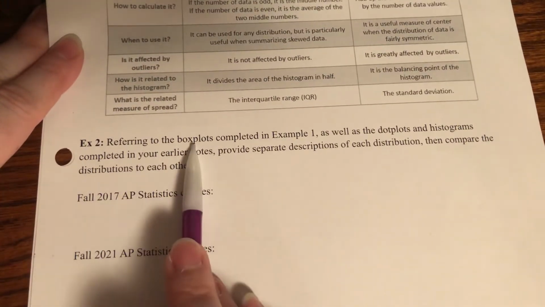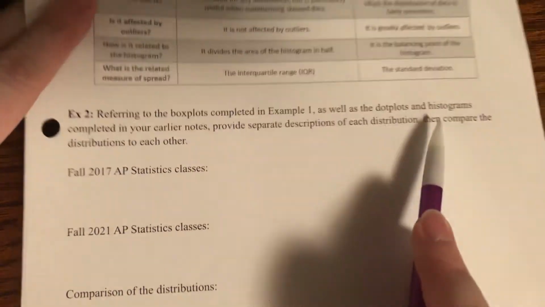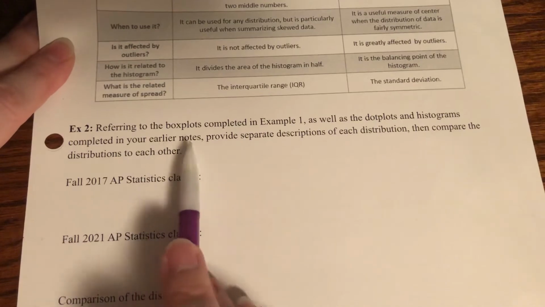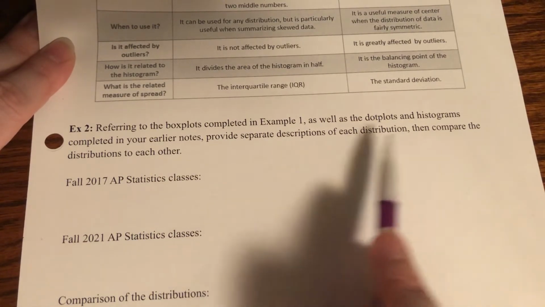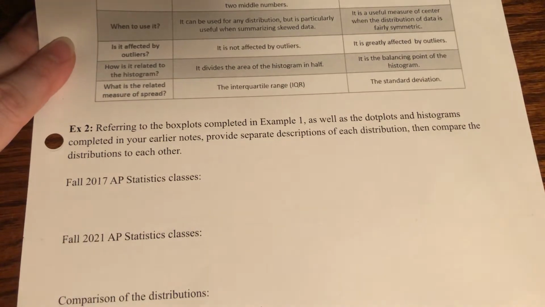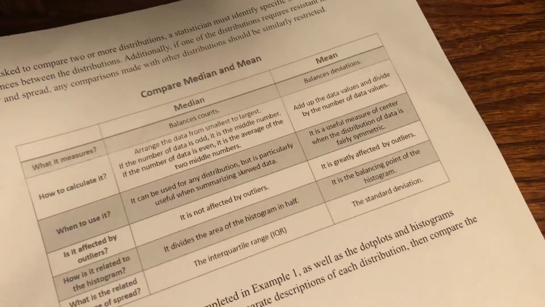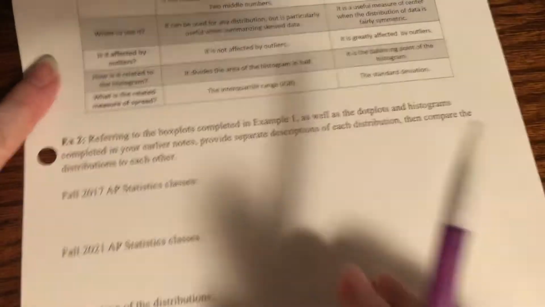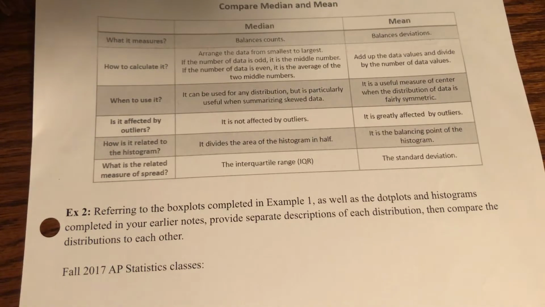But we're going to look back at the box plots we completed in example 1, as well as the dot plots and histograms that we completed in the earlier notes. And we're going to provide separate descriptions of each distribution and then compare the distributions to each other. Right, so I'm going to pull this page off so we can take a look at our graphs first, and then we will take a look at the rest of these comparisons. Give me one moment. I just need to locate my earlier graph real quick. There it is.